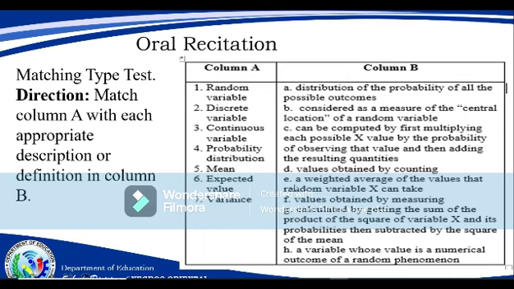Letter E, a weighted average of the values that random variable x can take. Letter F, values obtained by measuring. Letter G, calculated by getting the sum of the product of the square of variable x and its probabilities, then subtracted by the square of the mean. And letter H, lastly, a variable whose value is a numerical outcome of a random phenomenon.